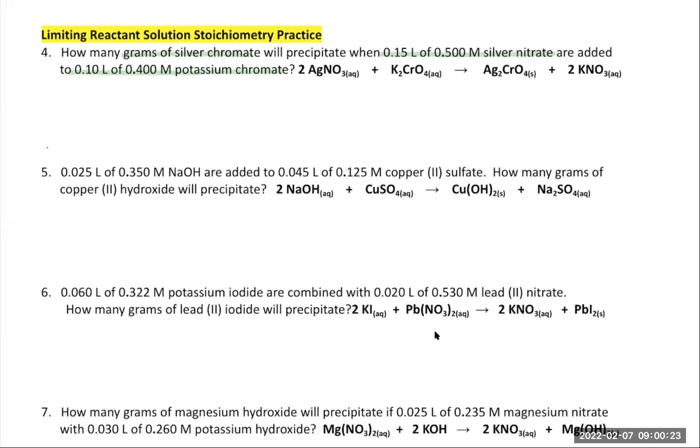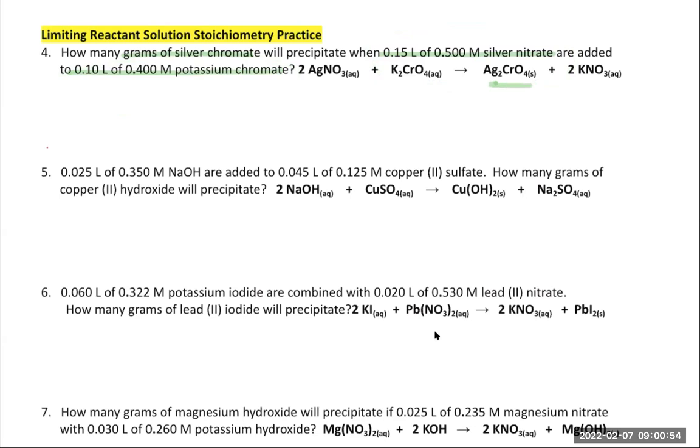So we've got these two solutions. There's a certain amount of mass of each of them in their respective solutions. So like I have a beaker that contains a certain amount of silver nitrate that's dissolved in water. I have another beaker that has a certain amount of potassium chromate that's dissolved in water. And when I mix them together, those ions are free to float around and they make this insoluble product. I'm wondering how much of that insoluble product I will make.